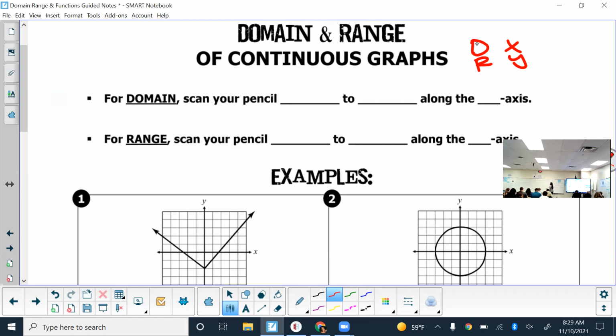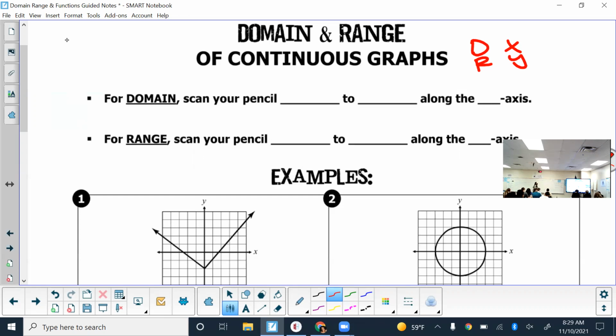We didn't do a whole lot, though, with what are called continuous graphs. Those are graphs that are basically lines versus dots. For continuous graphs, you will usually have to represent the domain and range as inequalities. So we're going to review that.